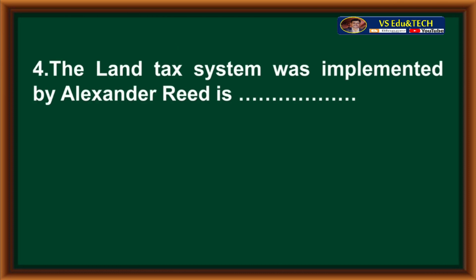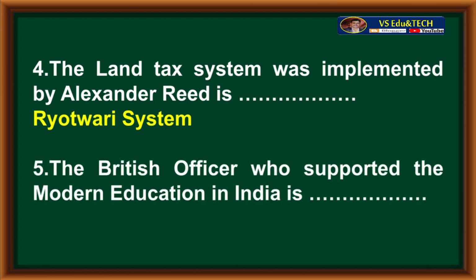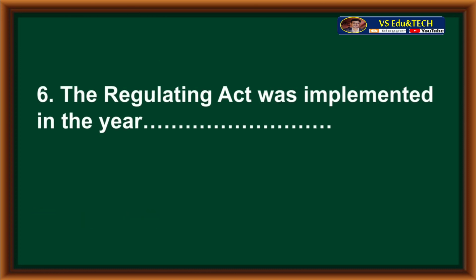The land tax system implemented by Alexander Reed is the Rayatwari system. The British officer who supported modern education in India is Warren Hastings. The Regulating Act was implemented in the year 1773.